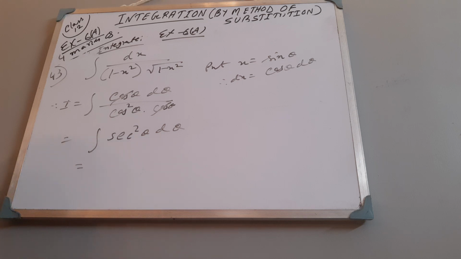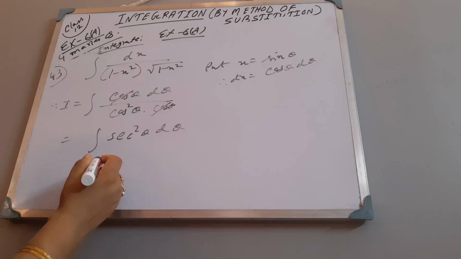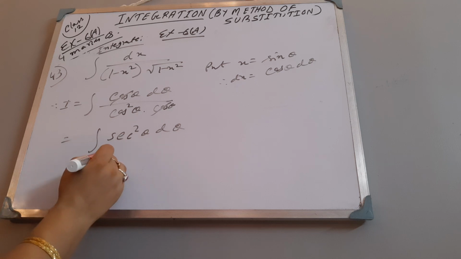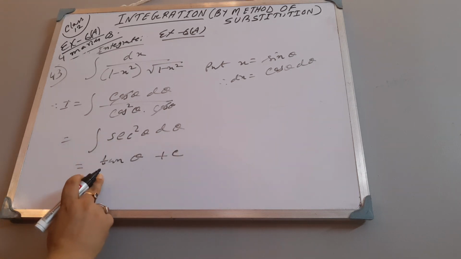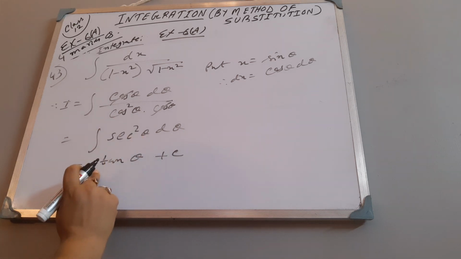d/dx of tan x equals sec square x, so integral sec square theta will be very simple. That is only tan theta plus c. As d/dx of tan x equals sec square x, therefore integral sec square theta will be tan theta plus c.